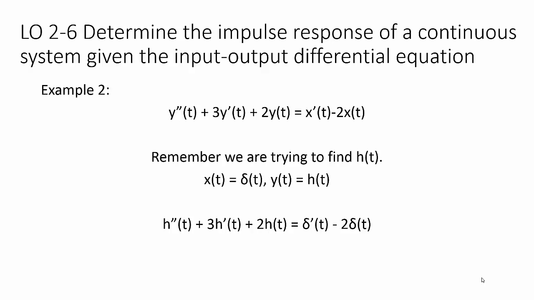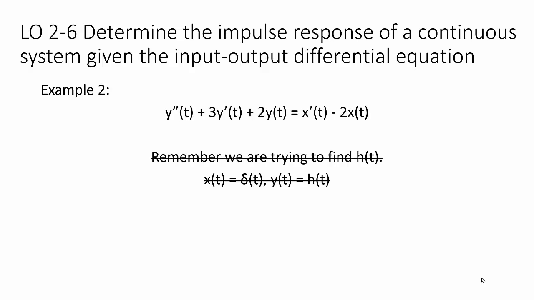Here's another example, very similar to the one we had before, but look at the right-hand side, x prime minus 2x of t. Remember, we're trying to find our impulse response. That's the response of our system when the input is an impulse. That means that the output is going to be an impulse response. We can substitute in h double prime plus 3h prime plus 2h equals delta prime minus 2 delta of t.